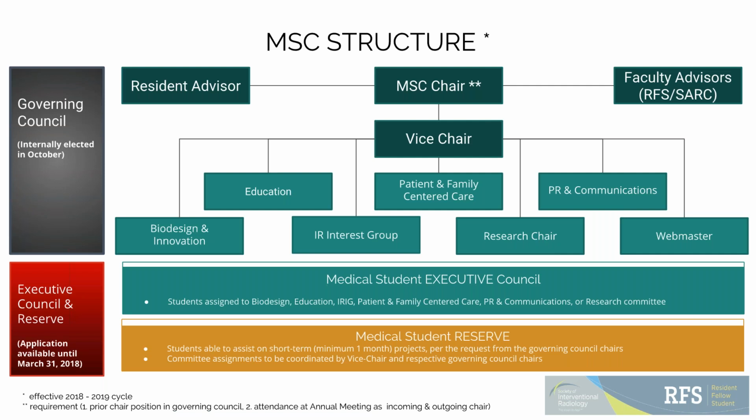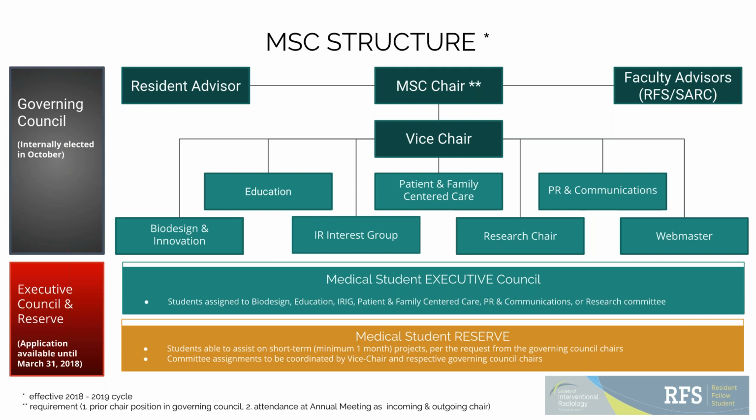So this is the MSC structure. The governing council is overseen by the MSC chair and vice chair under the supervision of resident and faculty advisors. The governing council includes chairs who lead each of the committees, including BIODESIGN and Innovation, Education, IR Interest Group, Patient and Family-Centered Care, Research, Public Relations and Communications, and webmasters. With the growth of MSC, we decided to separate the Education and Research Committee into their own distinct committees this year. It used to be Research and Education as one committee. Each of these committees has a range of 10 to 20 medical student executive council members who work on projects under the umbrella of each of these committees.